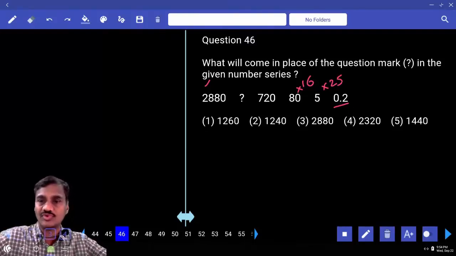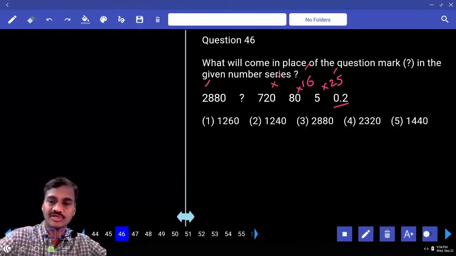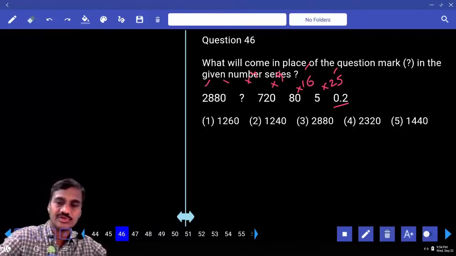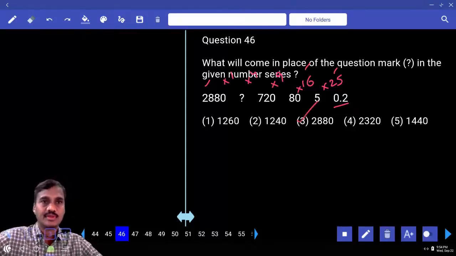0.2 into 5 is 1. 1 into 5 is 5. And that is into 25. Into 25 into 16. That means 5 square, 4 square. Now check out, is it 3 square or not? 9. Next one must be 2 square. Next one is 1 square. And 1 square is nothing but 2880.